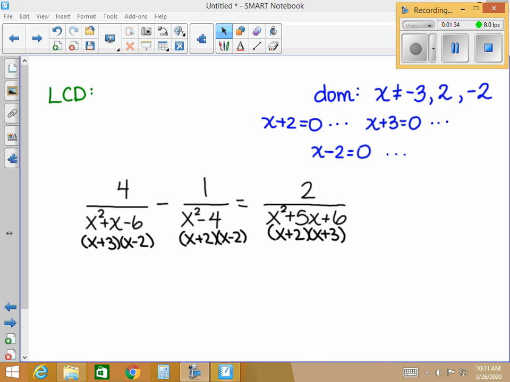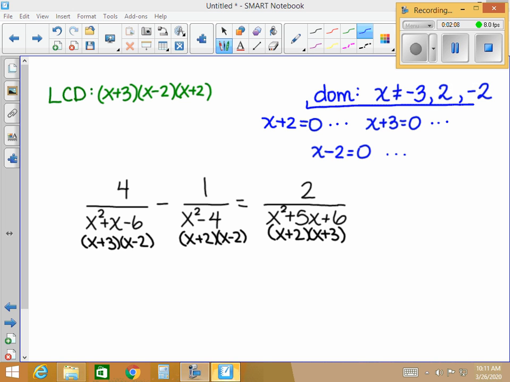Also, now that I have it broken down, I can start building the lowest common denominator. Working from left to right on my fractions, it says, well, I need an x plus 3, and I need an x minus 2. When I hop to the next one, it says I need x plus 2, and I don't have that yet, but x minus 2, already there. When I hop to the last one, x plus 2, already there, x plus 3, also there. So in green up at the top, there's my lowest common denominator. Underline this guy. Keep them separate.